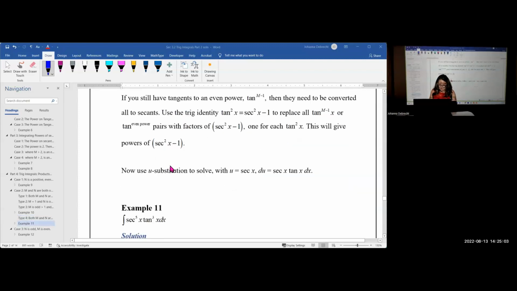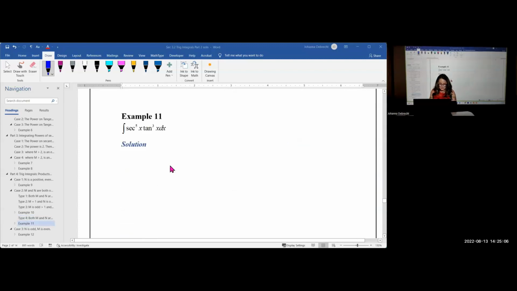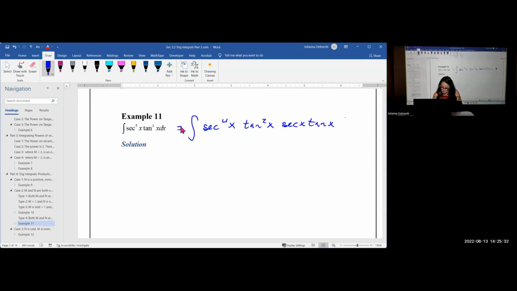Okay, so let's take a look at one of these. This would be secant to the 5th tangent to the 3rd of x dx. So again, we've got odd powers, and we know that in order to use the Pythagorean identities, we've got to have even. So we've got to pull one off of each of them. We don't have a lot of choice here. We're going to have secant to the 4th of x and tangent squared of x. And then we can write the secant of x, tangent of x, the one that we pulled off of each one, over here to the side. Now this is going to become part of our du.